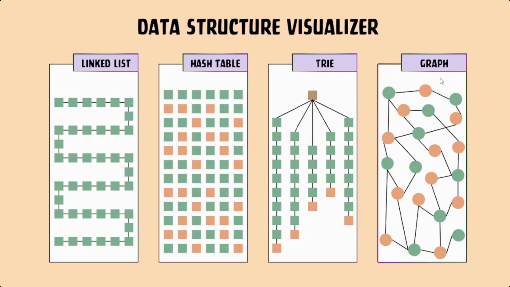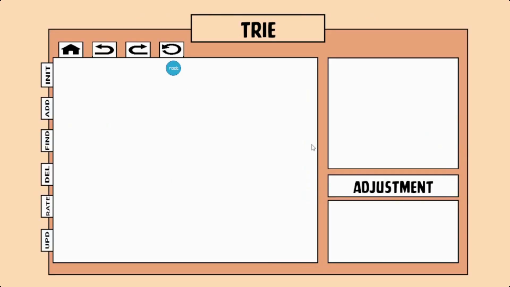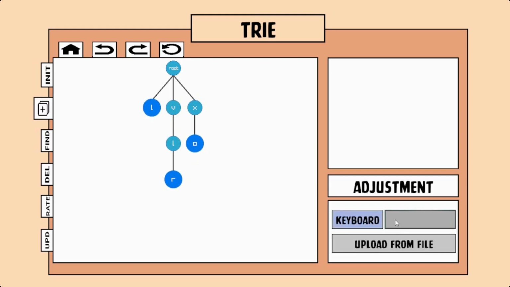This is the demo video for the trie and graph data structures. Firstly, we move to the trie. A trie supports several features, and I will test them one by one. The first one is init. This will randomly add random strings to the trie. And insert. We support insert from the keyboard and also upload from a file.